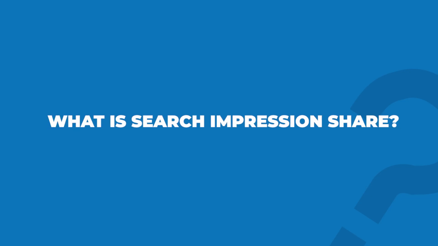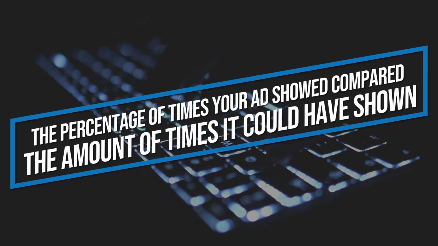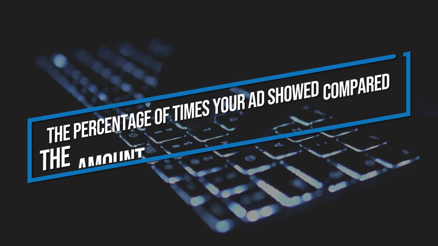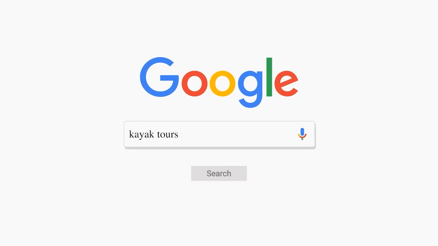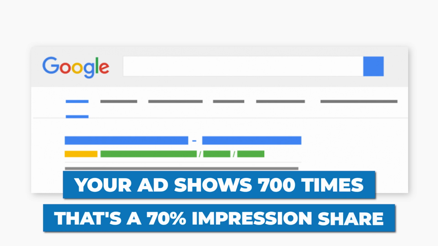So first of all, what is search impression share? Search impression share is pretty simple. It's the percentage of times your ad showed compared to the amount of times it could have shown. So think of it like this. If 1,000 people search the keyword kayak tours near me, and your ad shows, let's say 700 times, that's a 70% impression share. But here's what most people miss. Those other 300 impressions, there's a good chance you could get in front of them, but that does not always mean you should, and I'm going to explain why as we go.